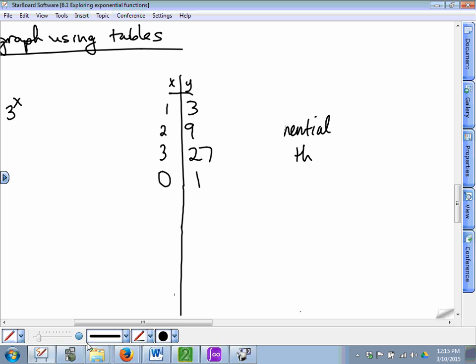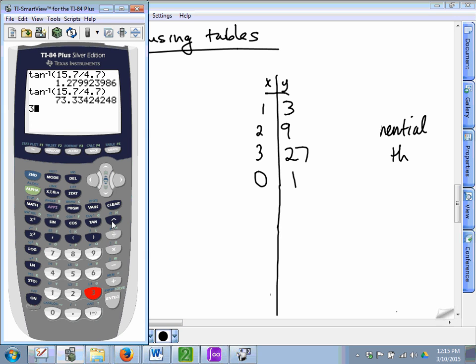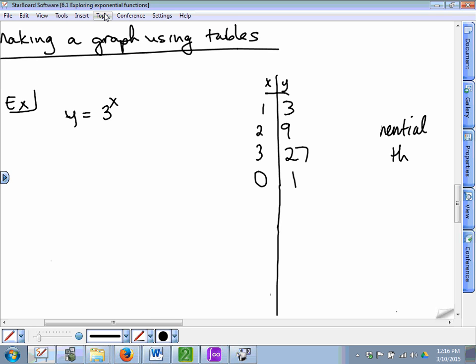Here's a better proof. The calculator says so. There we go. Ooh, what about this one? Be careful before you blurt out an answer.